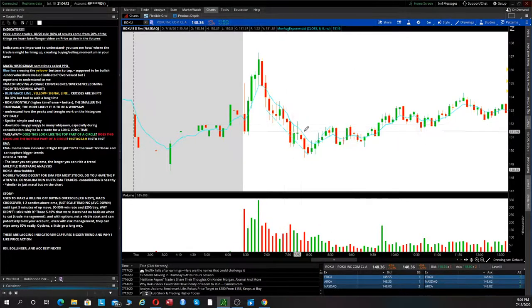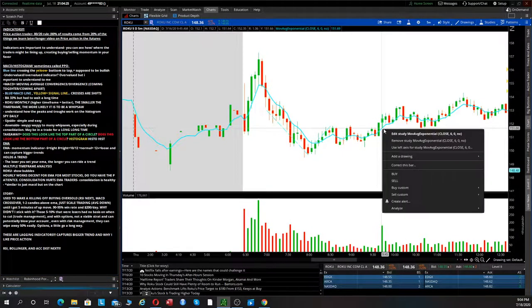And just like the MACD, you can get a lot of false crossovers. So since it's a momentum indicator, the tighter that you have the exponential moving average, the more whipsaws that you're going to get. So what we can do is we can actually edit the study.